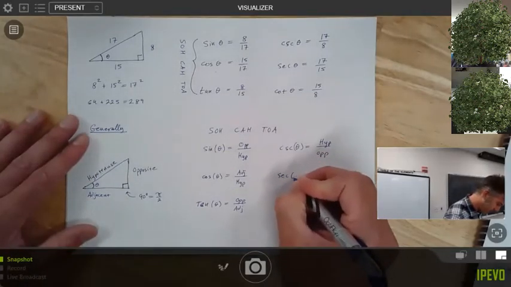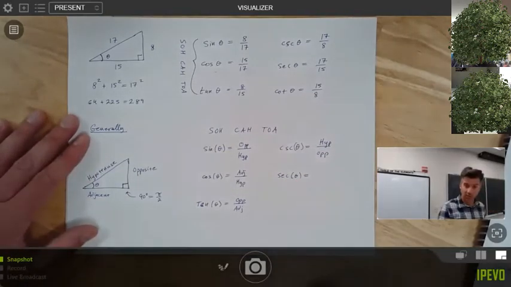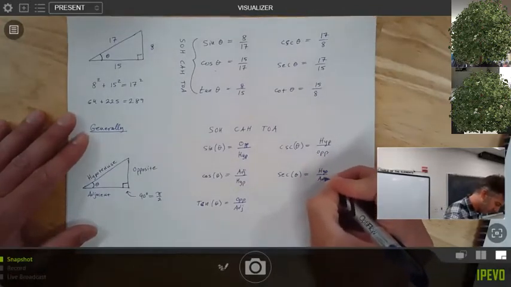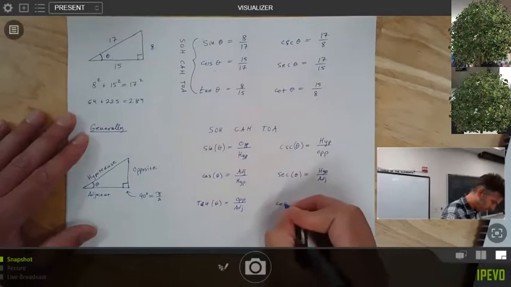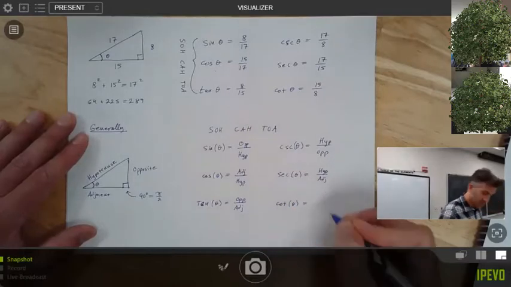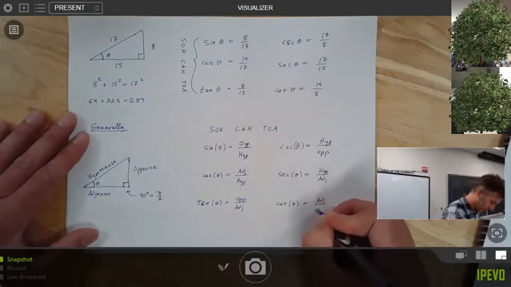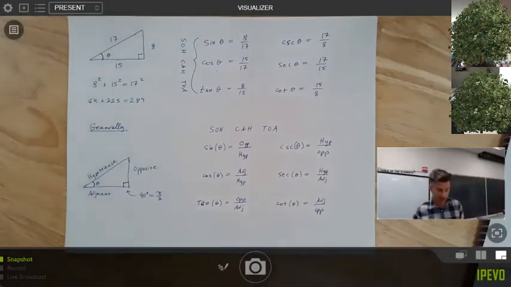Secant of theta is the reciprocal of cosine, so it's going to be the hypotenuse over the adjacent. And cotangent of theta is the reciprocal of tangent. It's going to be the adjacent over the opposite. That's how we actually know these things usually.